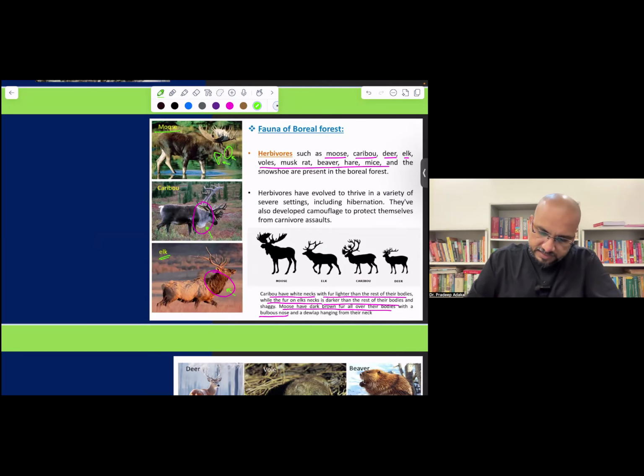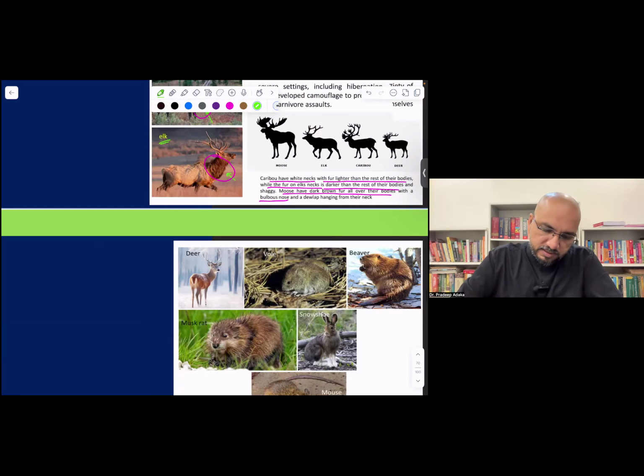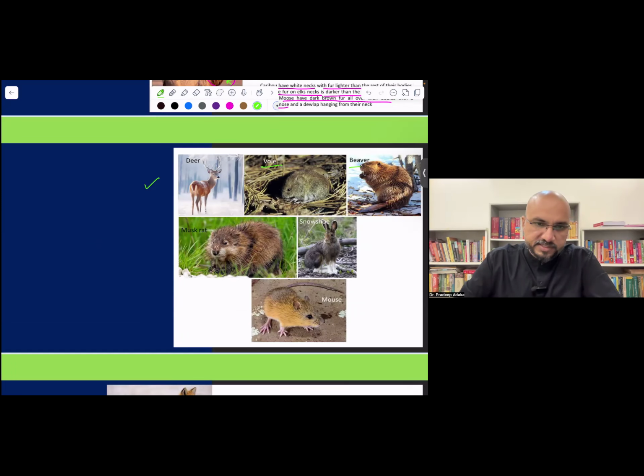Okay. Then other fauna that you see are deer, wolves, beavers. Okay, beavers, muskrat, wolves. These are all rodents. Okay, mouse. Then you have snowshoe hare. You remember snowshoe hare?